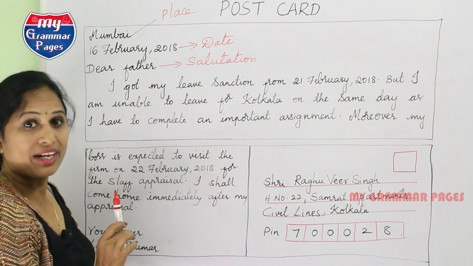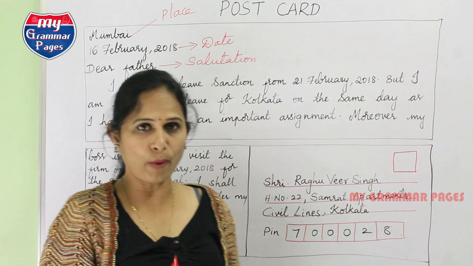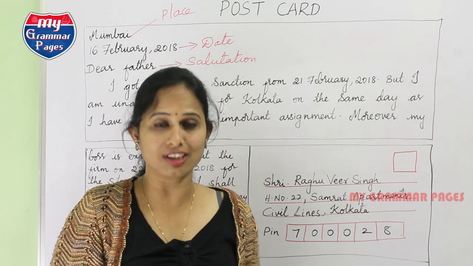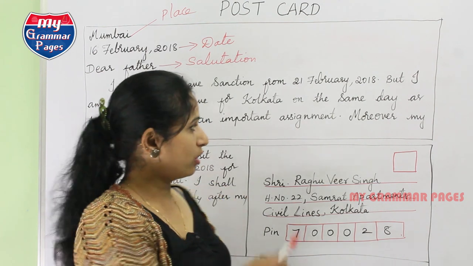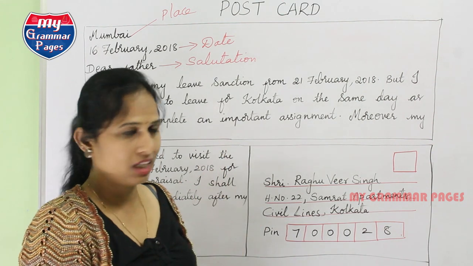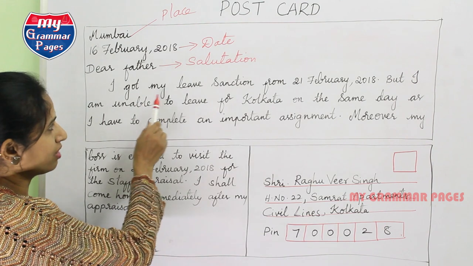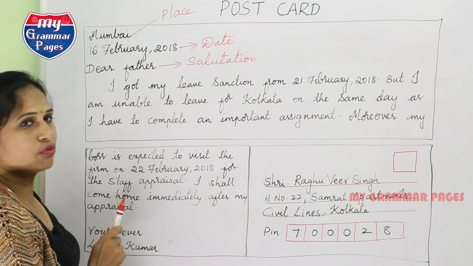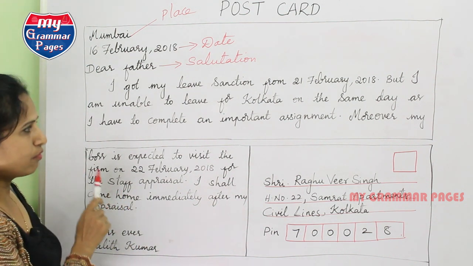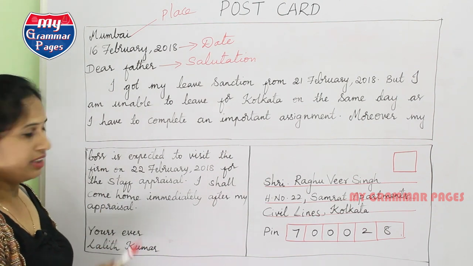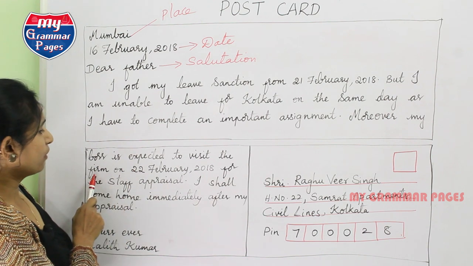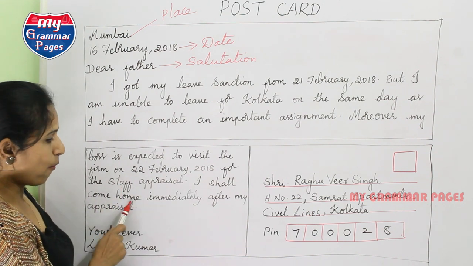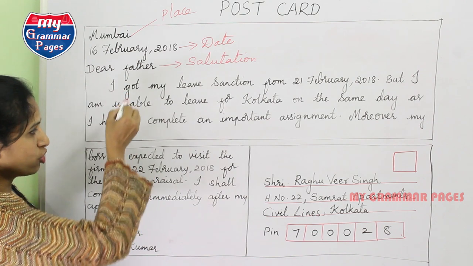This content should be very brief. We know that actually he has to come home on 21st of February 2018, but due to some reasons, he has to express his inability for not coming home. So here I have taken the reason behind not coming home on that particular day. I got my leave sanction from 21st February 2018, but I am unable to leave for Kolkata on the same day as I have to complete an important assignment. Moreover, my boss is expected to visit the firm on 22nd February 2018 for the staff appraisal. I should come home immediately after my appraisal. So this should be very brief.